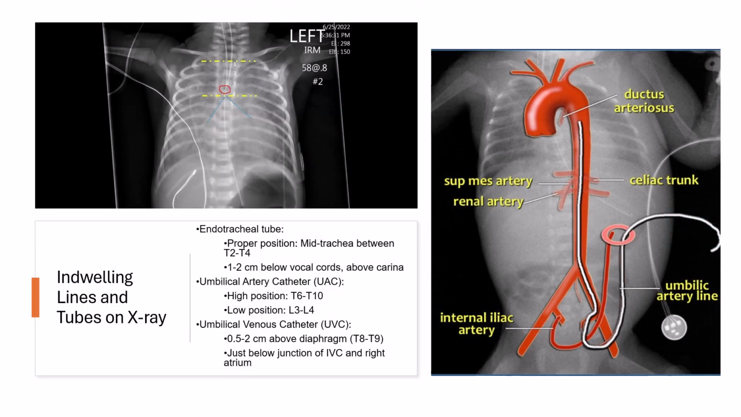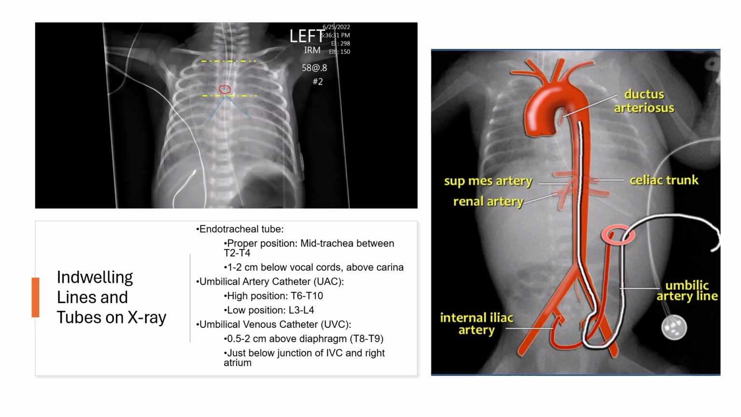The proper positioning of tubes and lines on X-ray is important for the exam and clinical practice. For endotracheal tubes, the tip should be in the mid-trachea between the second and fourth thoracic vertebrae, approximately 1 to 2 centimeters below the vocal cords and above the carina.